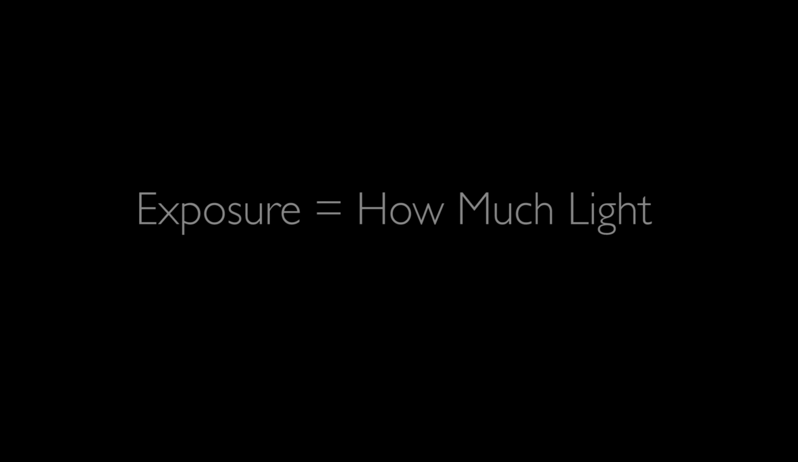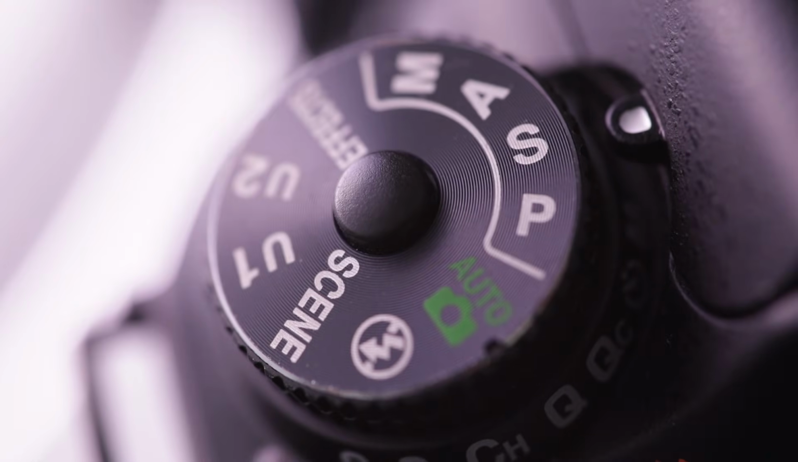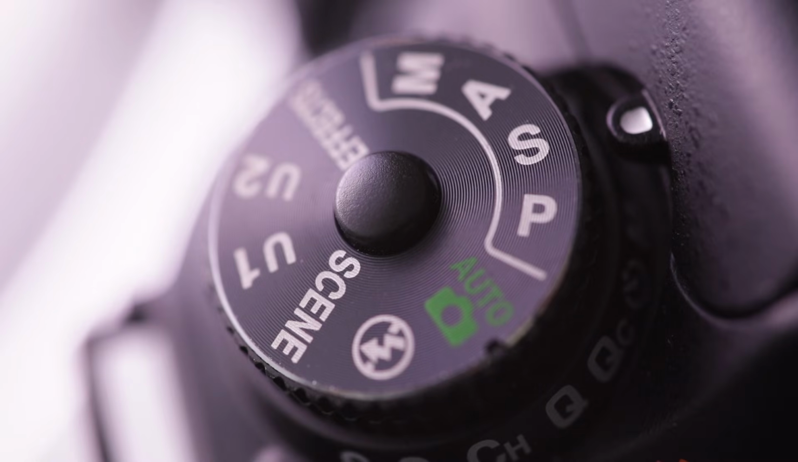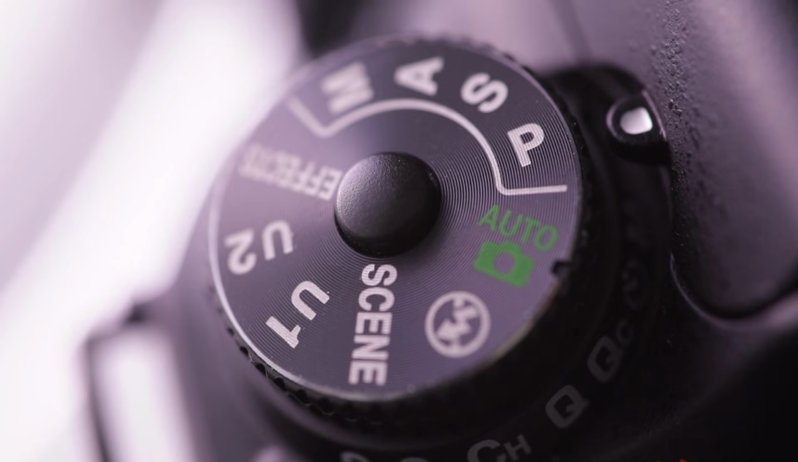Now we're going to talk about exposure. Exposure simply equals how much light enters the camera for a photo. The dial on the top left of the camera allows us to pick different ways of setting the exposure. The green auto setting is the point and shoot setting that gives the camera total control of exposure, and let's not use that one. We want to understand what is happening as we set exposure. We want to be in control of the pictures that we take.